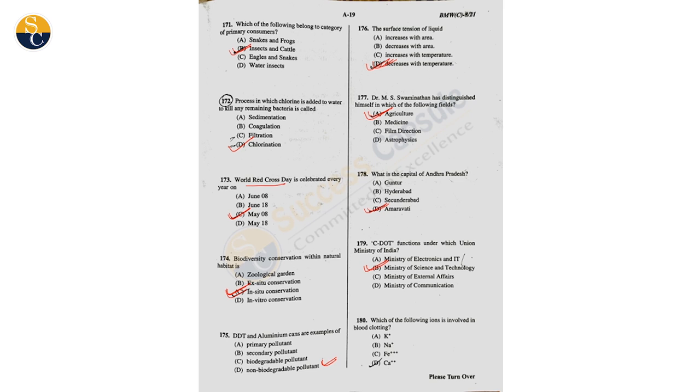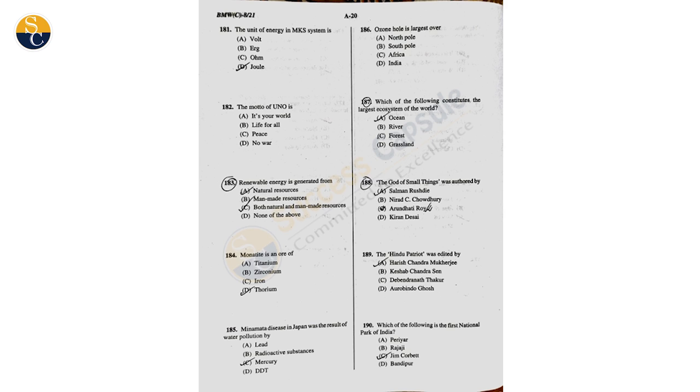Next, which of the following ions is involved in blood clotting? Answer is calcium. So, D is the correct answer. Question number 181. The unit of the MKS system is, it is joule. So, D is the correct answer, which is meter, kilogram, second. The motto of UNO is, it's your world. So, answer is A.